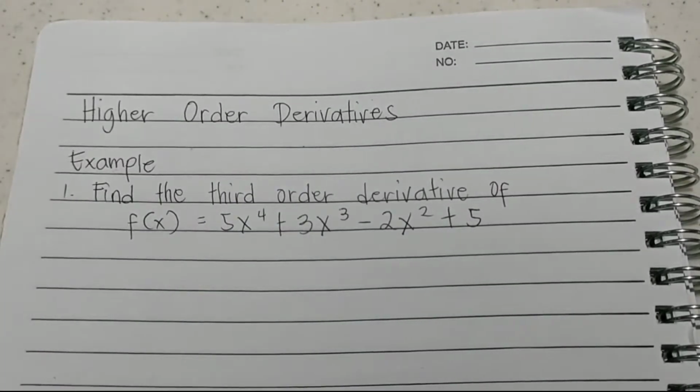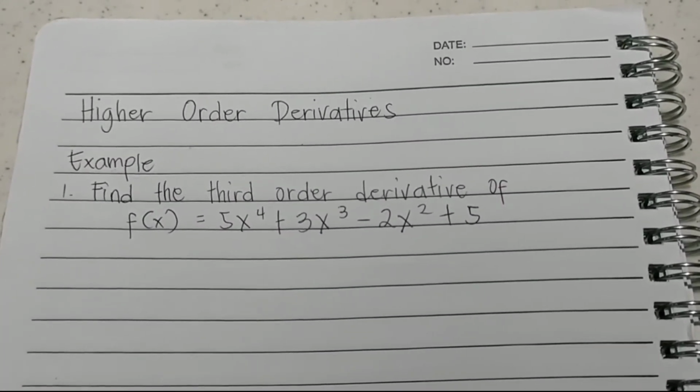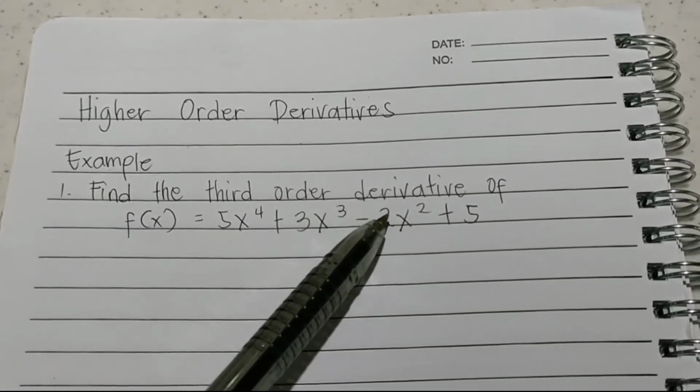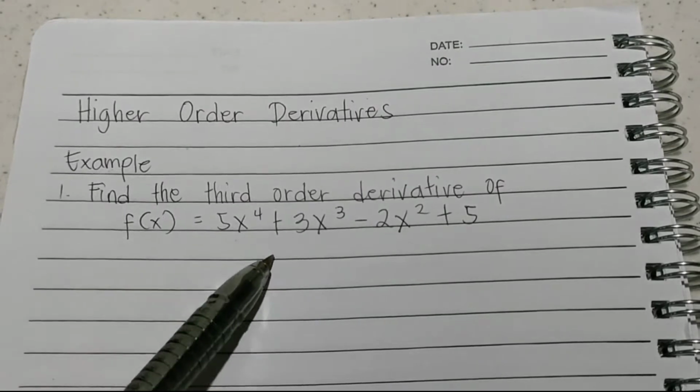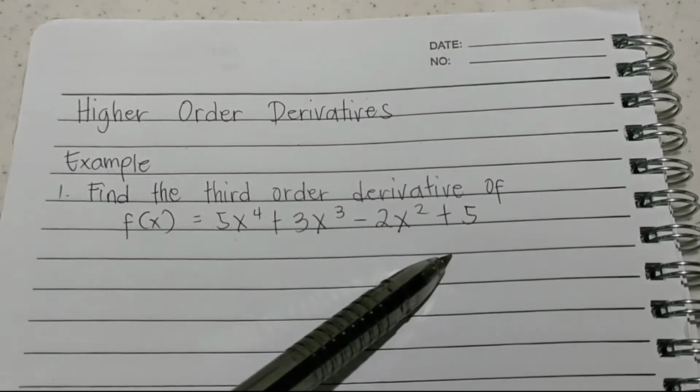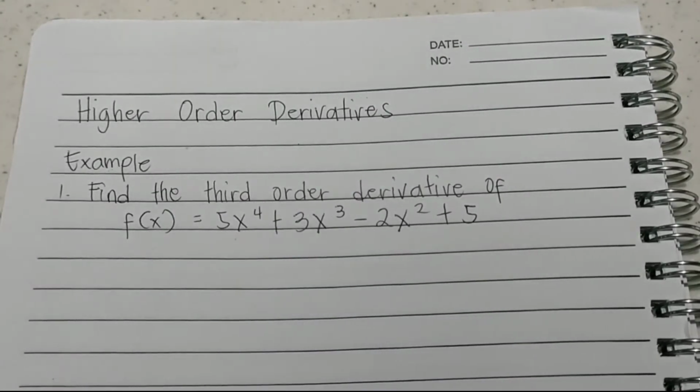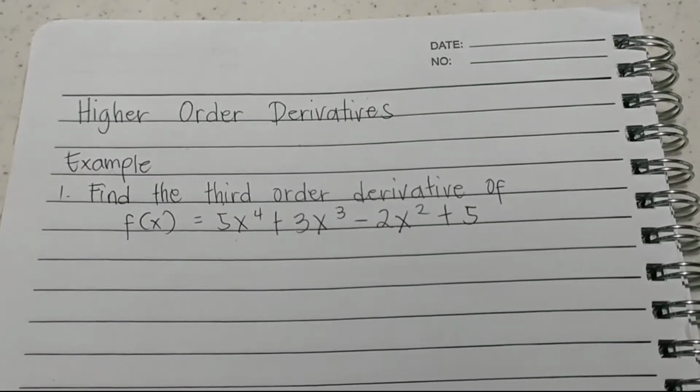So, for example, na agad tayo para mabilis. Find the third order derivatives of f of x equals 5x raised to 4 plus 3x cubed minus 2x squared plus 5. So, it means tatlong ulit mo lang siyang kukunin ng derivative.